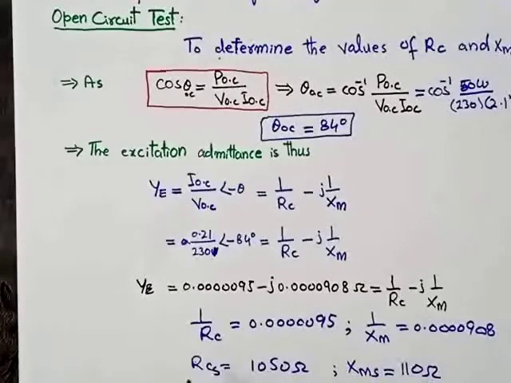So these are the excitation branch elements referred to the secondary side. The reason is that we perform the open circuit test in the low voltage side of the transformer. So by performing the open circuit test, we calculated the value of RC and XM. Now we will perform the short circuit test to calculate the value of R equivalent and X equivalent.